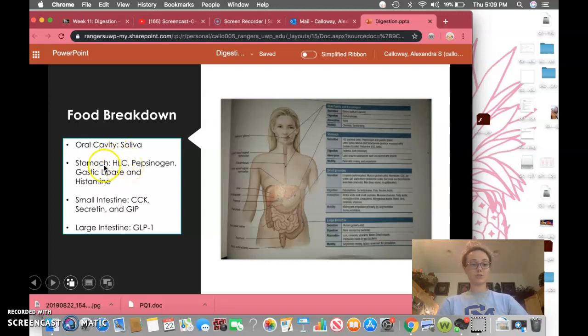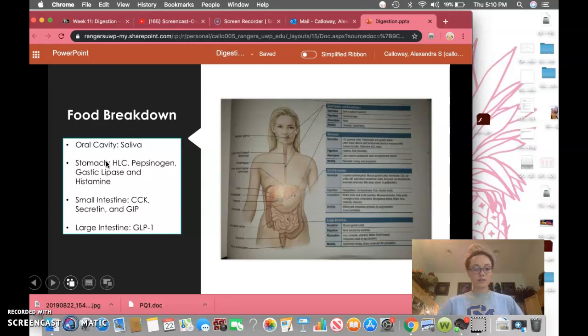So HCl is secreted from the stomach, and what that does is it activates pepsinogen into the enzyme pepsin. And then pepsin breaks down bonds that link amino acids. We have gastric lipase that breaks down fat, and histamine that induces the production of acid within the stomach.